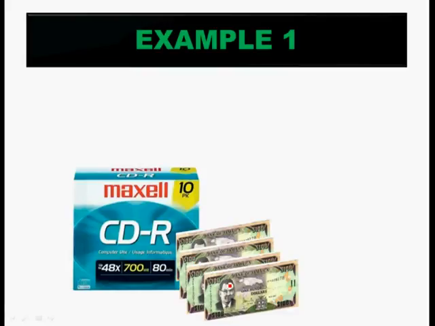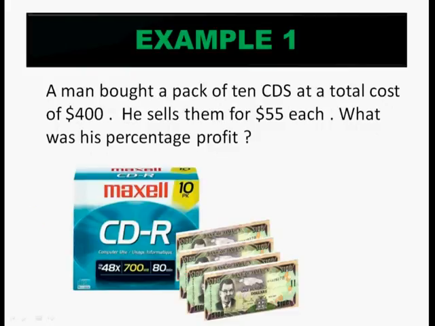Anyway, we have 1, 2, 3, 400 Jamaican dollars. What is that saying to you? Is it saying that this thing costs 400 Jamaican dollars? Alright, let's see what it said. It says, yeah man, you're right. A man bought a pack of 10 CDs at a total cost of $400.